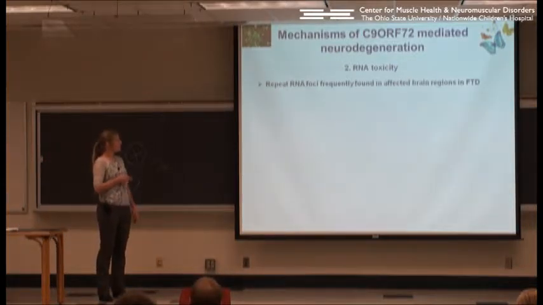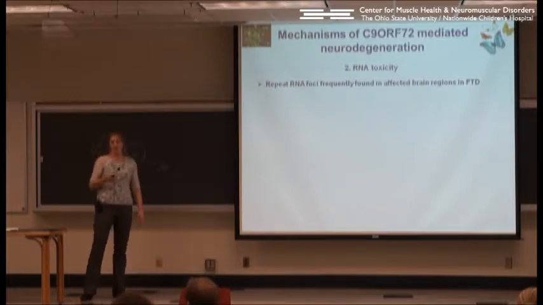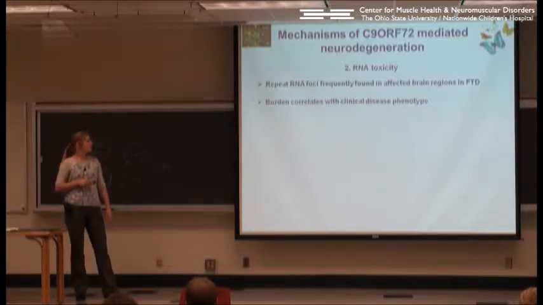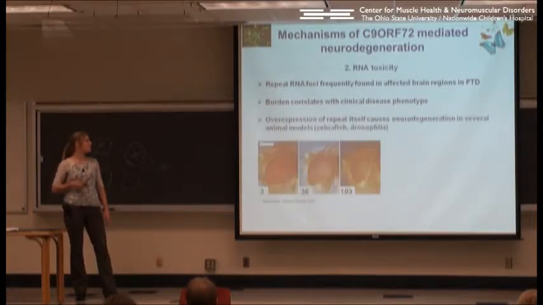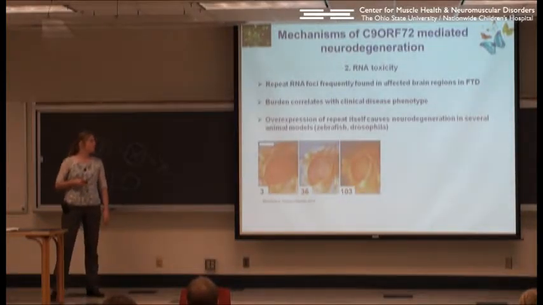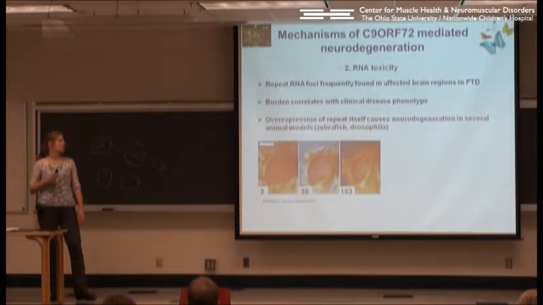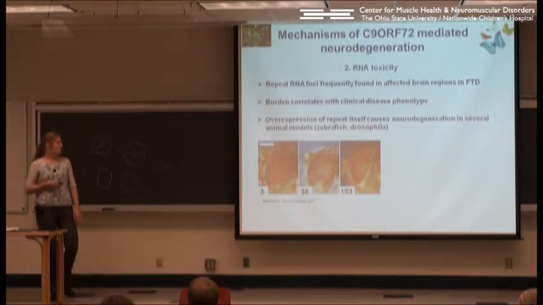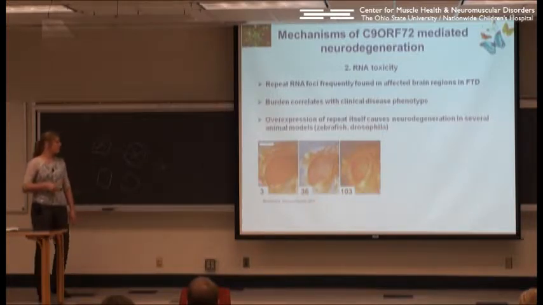So the repeat foci are frequently found in affected brain regions in FTD. The burden correlates with clinical disease phenotype. That is also a good point if you want to link it to disease as a cause. And the overexpression of the repeat itself causes neurodegeneration in several animal models, including zebrafish, Drosophila, and others.